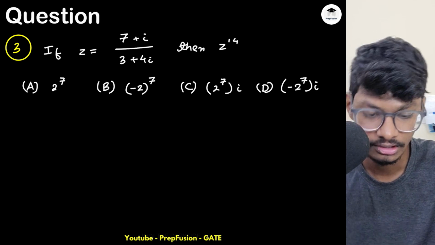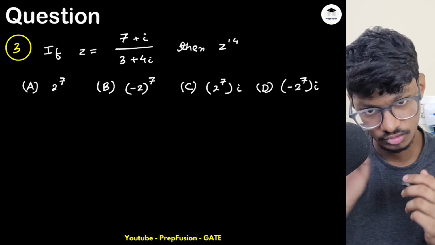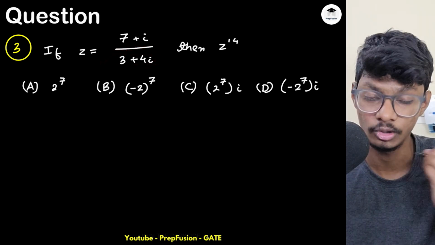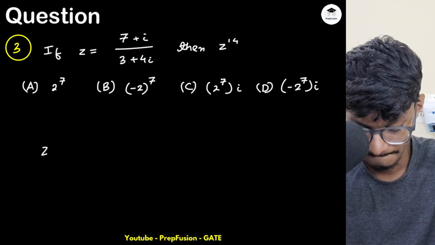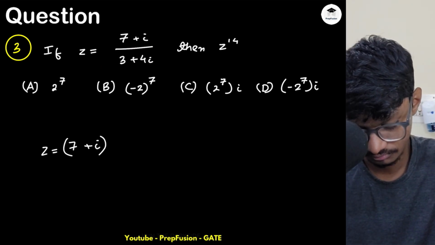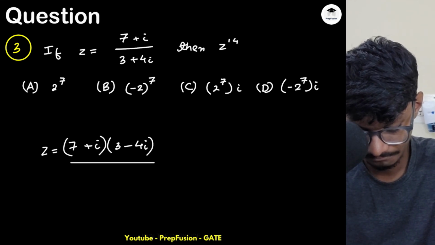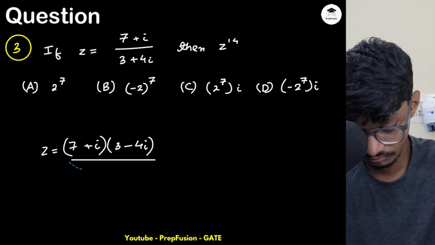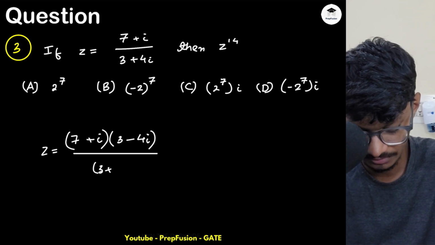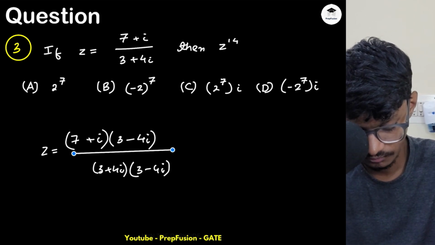So how to simplify? I've told you, right? If two fractions are there, obviously we can use Euler's representation, but as we haven't learned that, we will use the normal method only, multiplication and division of complex numbers. So first I will try to make the denominator real. So z is equal to 7 over 3 minus 4i, and I multiply by 3 plus 4i. This will be 3 square minus 4i square.